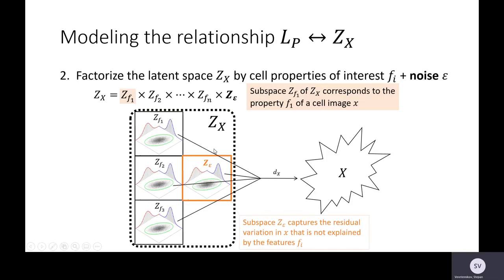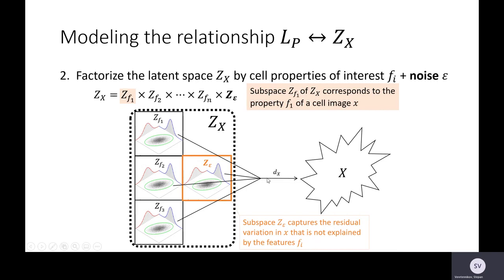So the second step: once we have assumed that the image of a cell is explained by a couple of factors of interest, or features, we would like to factorize the latent space Zx by cell properties of interest and noise. So we represent the latent space as a product of subspaces, where the ZFi subspace corresponds to the property Fi of a cell image, and the last subspace, the Z epsilon subspace, captures the residual variation in X that is not explained by the features Fi.